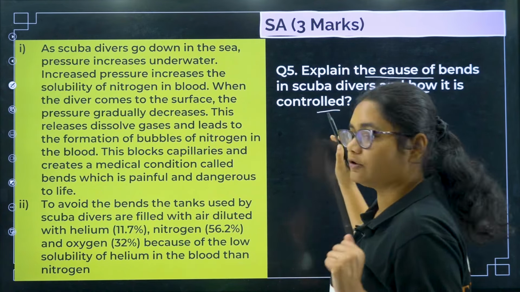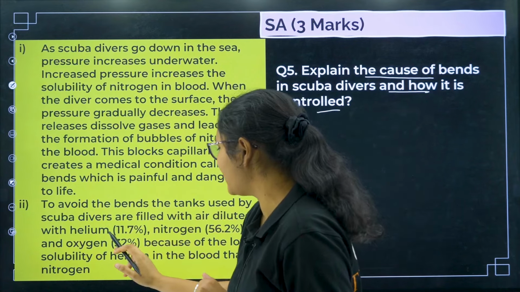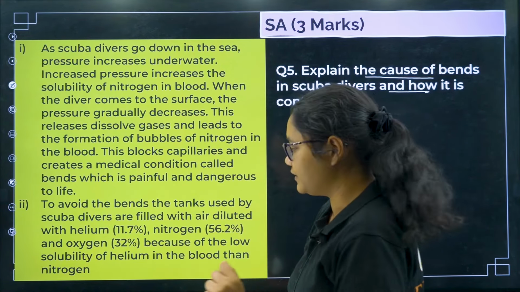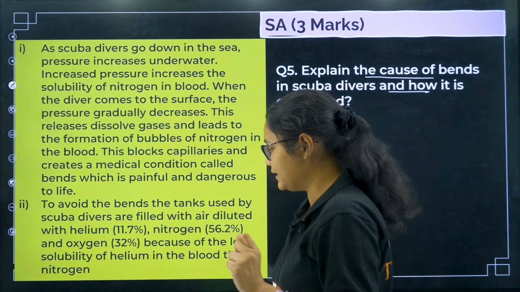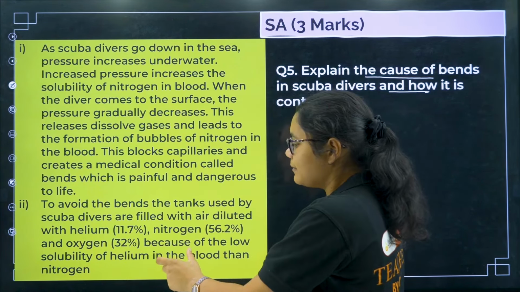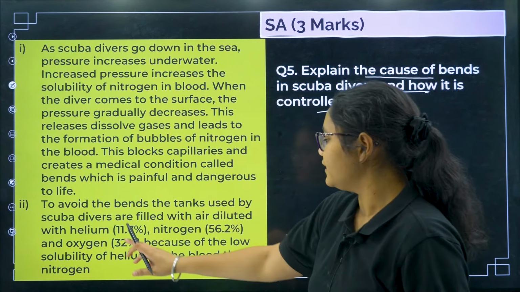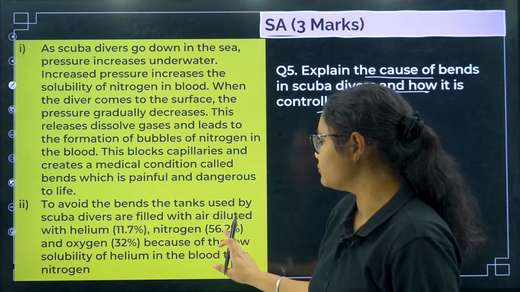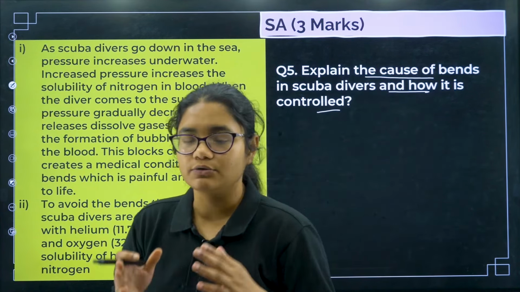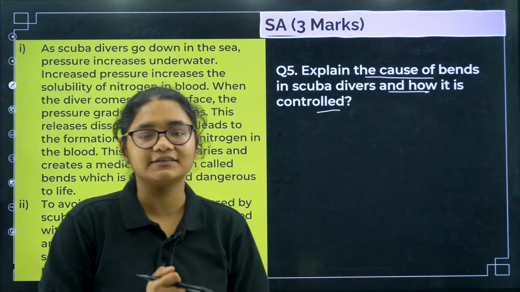Next, how is it controlled? To avoid bends, the tanks used by the scuba divers are filled with helium. You have to remember the percentages: 11.7% helium, nitrogen 56.2%, and oxygen 32%, because of the low solubility of helium in the blood. If helium is not there, then you can see almost another 10% nitrogen will be there. So to reduce the amount of nitrogen we are adding helium, which has lesser solubility.